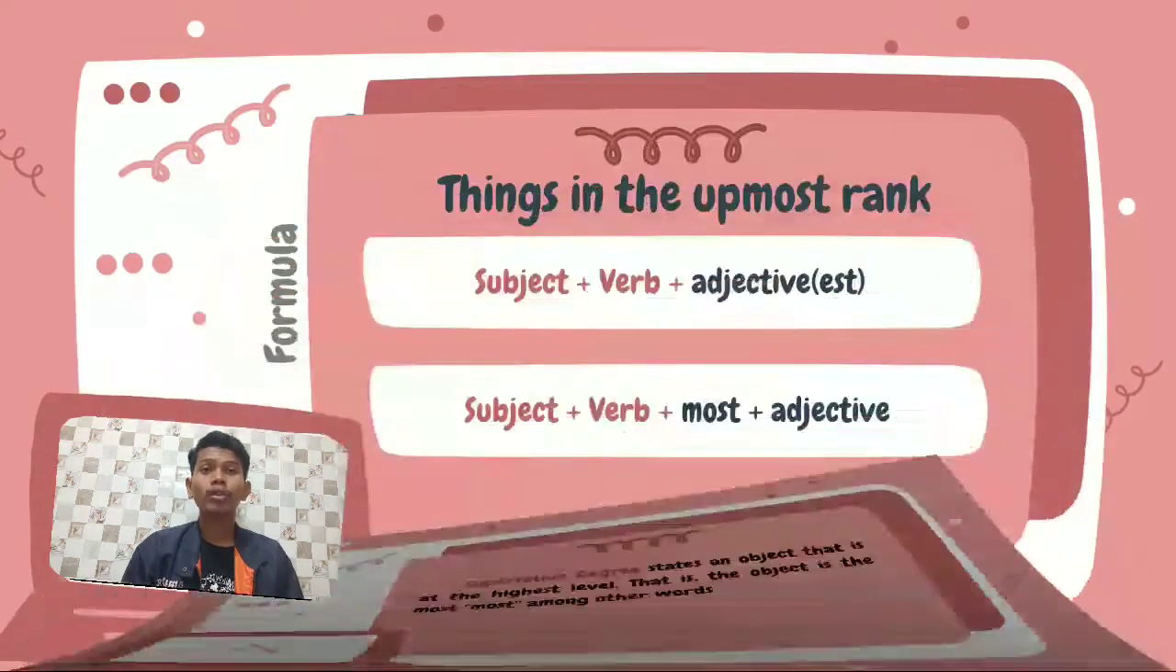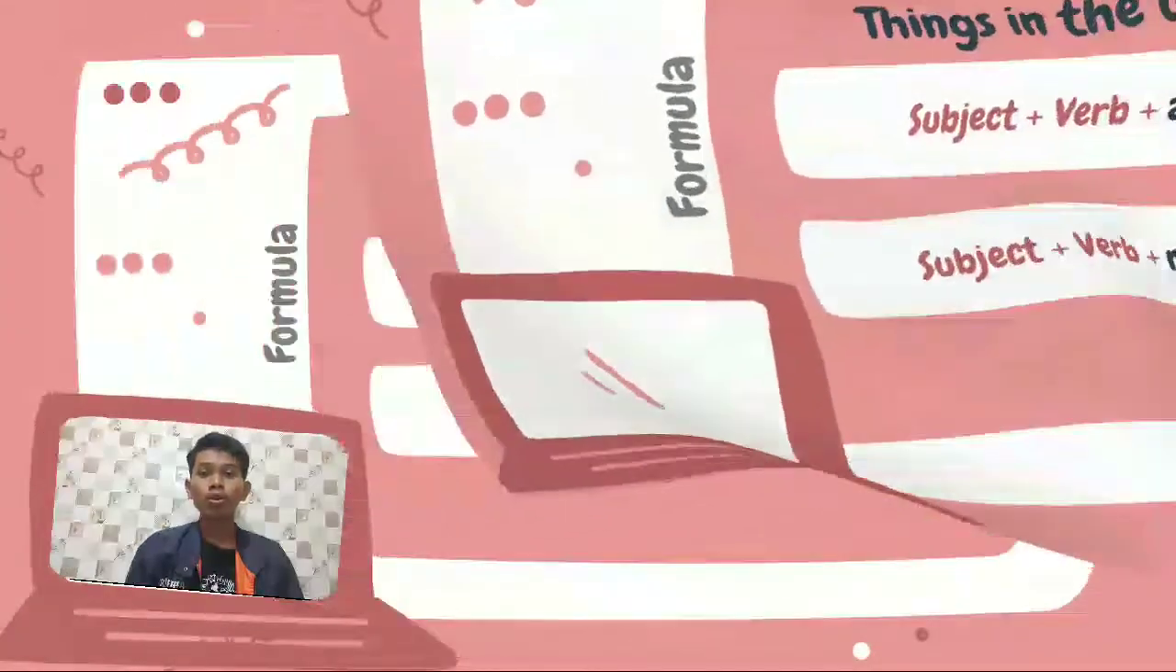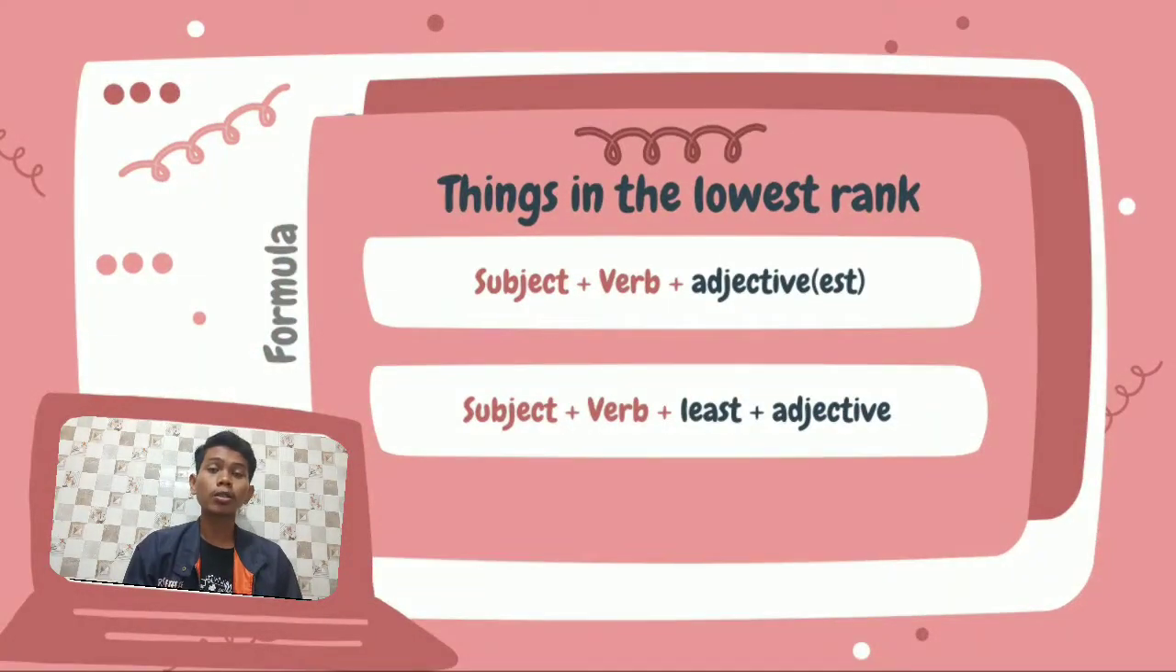Number 1, for things in the upper rank: subject plus verb plus the plus adjective-est, or subject plus verb plus the plus most plus adjective. Number 2, for things in the lower rank: subject plus verb plus the plus least plus adjective.